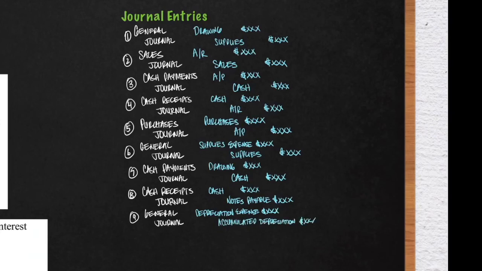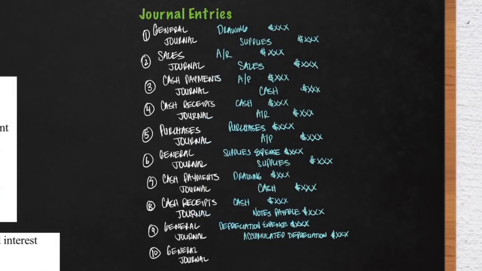Number 10, you're going to close revenue accounts at the end of the month. That's a closing entry, so that belongs in the general journal. There, you're going to debit sales and credit retained earnings. That's closing entries for number 10. I hope that makes sense. Again, the general rule is for the general journal, it's adjustments and closing entries. Everything else goes in one of the 4 special journals.